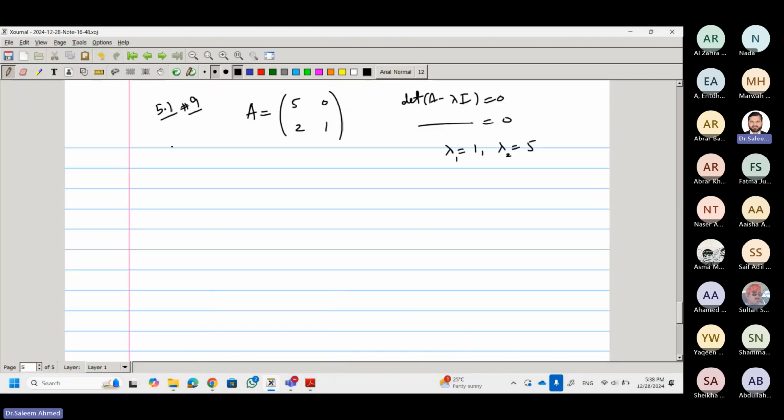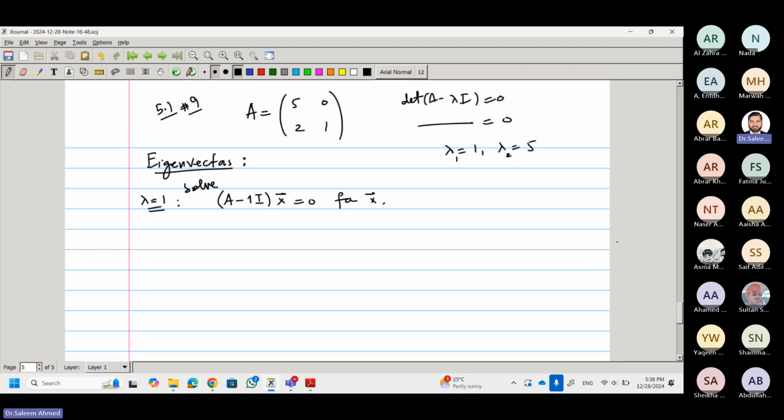So now one by one. For eigenvectors, what you will do? You will go one by one. First you will take lambda equal to 1, the first one, right? So I will solve A minus 1I, lambda was 1. A minus 1I x equal to 0. So I will solve this thing for x.